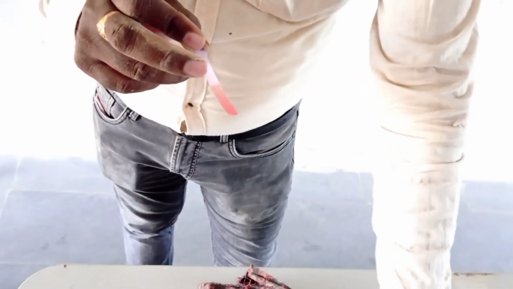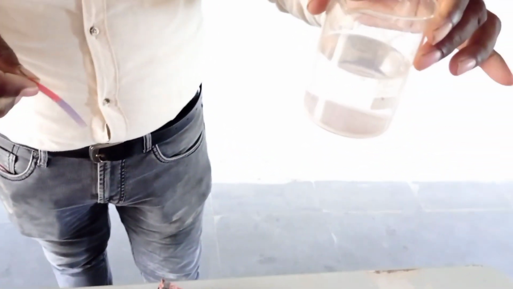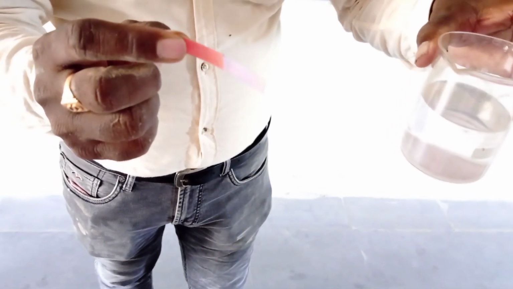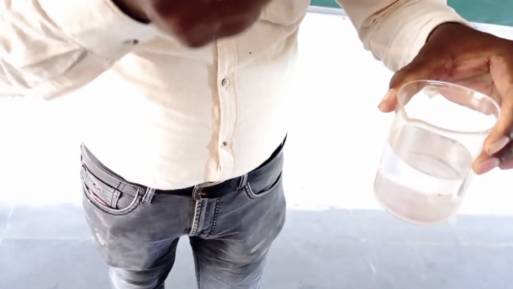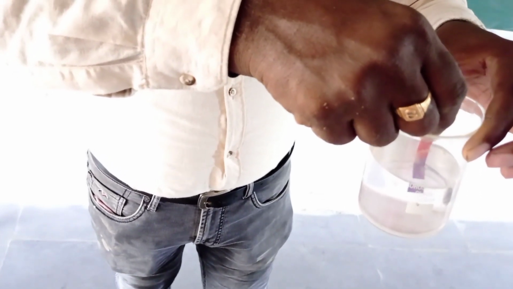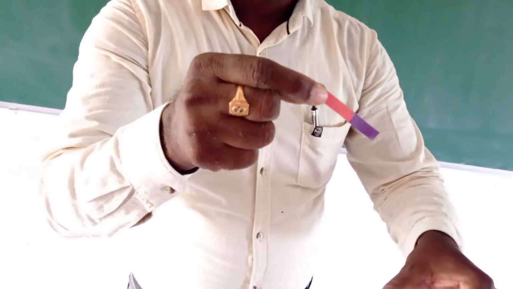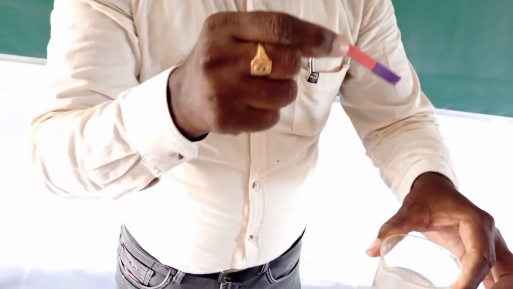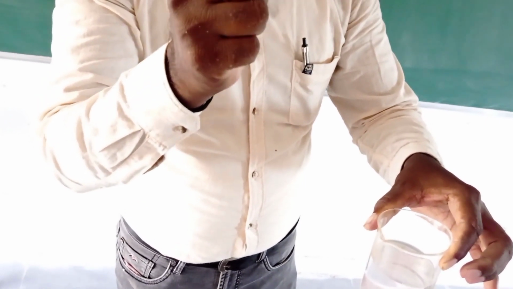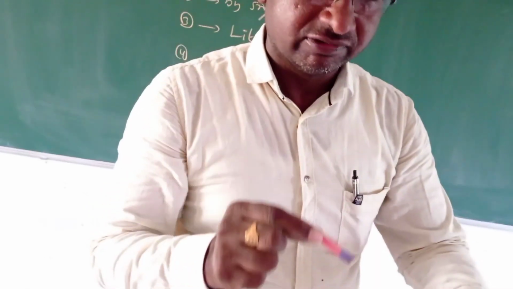For example, if we take basic solution, now here this is the blue litmus paper. This blue litmus paper I am dipping in this basic solution. It won't change its color. So like this we can identify acids and bases with the help of blue litmus paper.